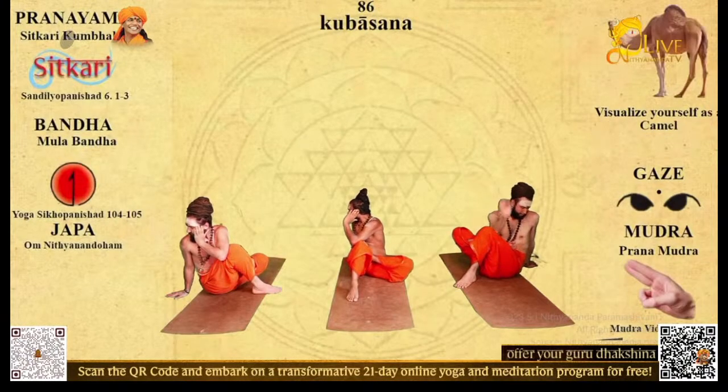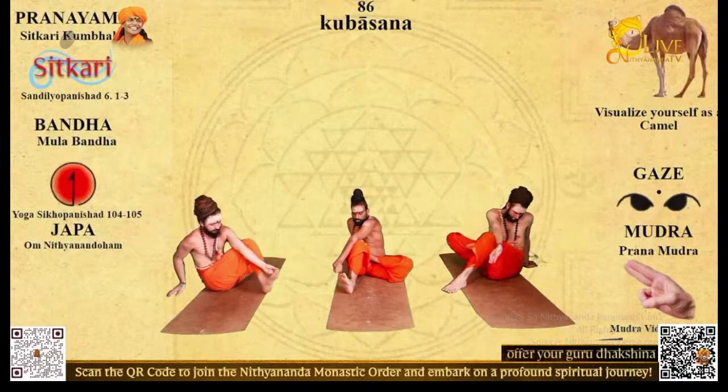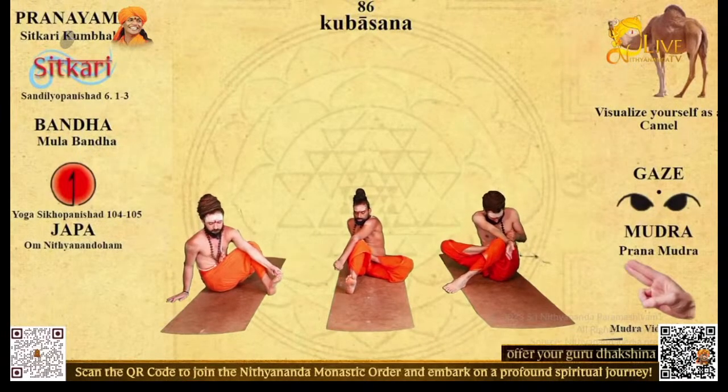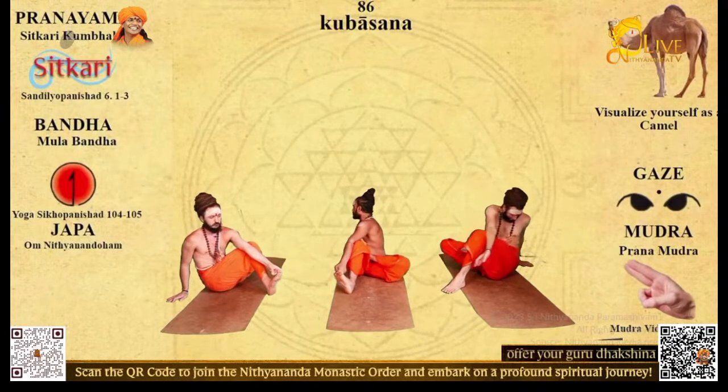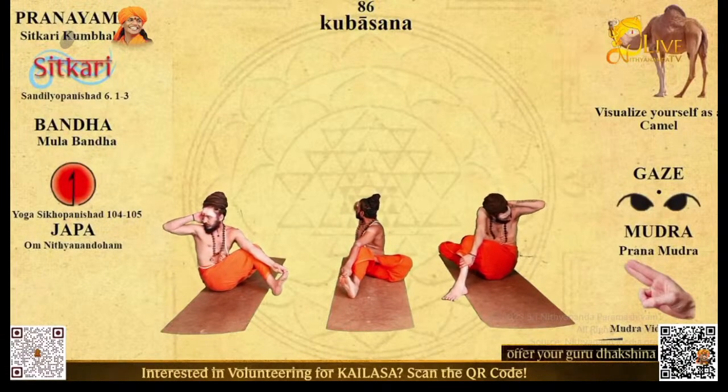The next asana is Kubjasana. As you hold the right toe in a prana mudra with the left hand, bring the right hand on the ears, gaze to the third eye, visualize camel in your inner space.